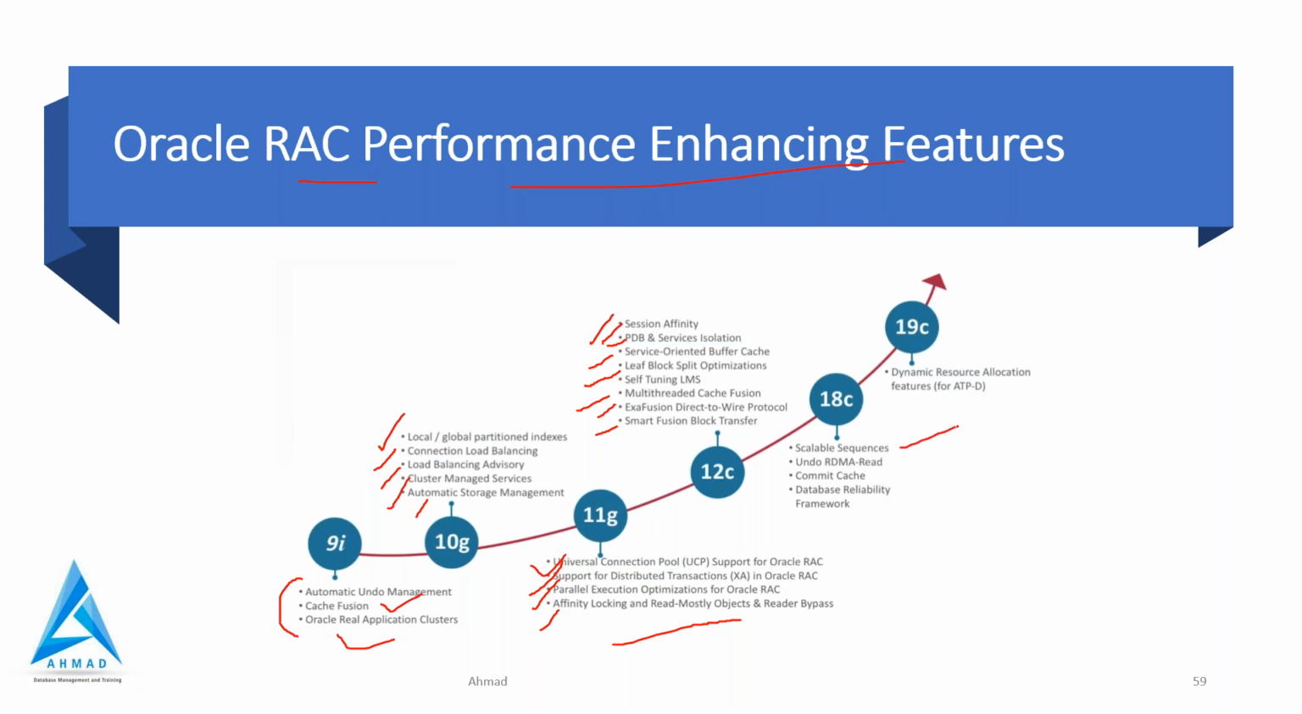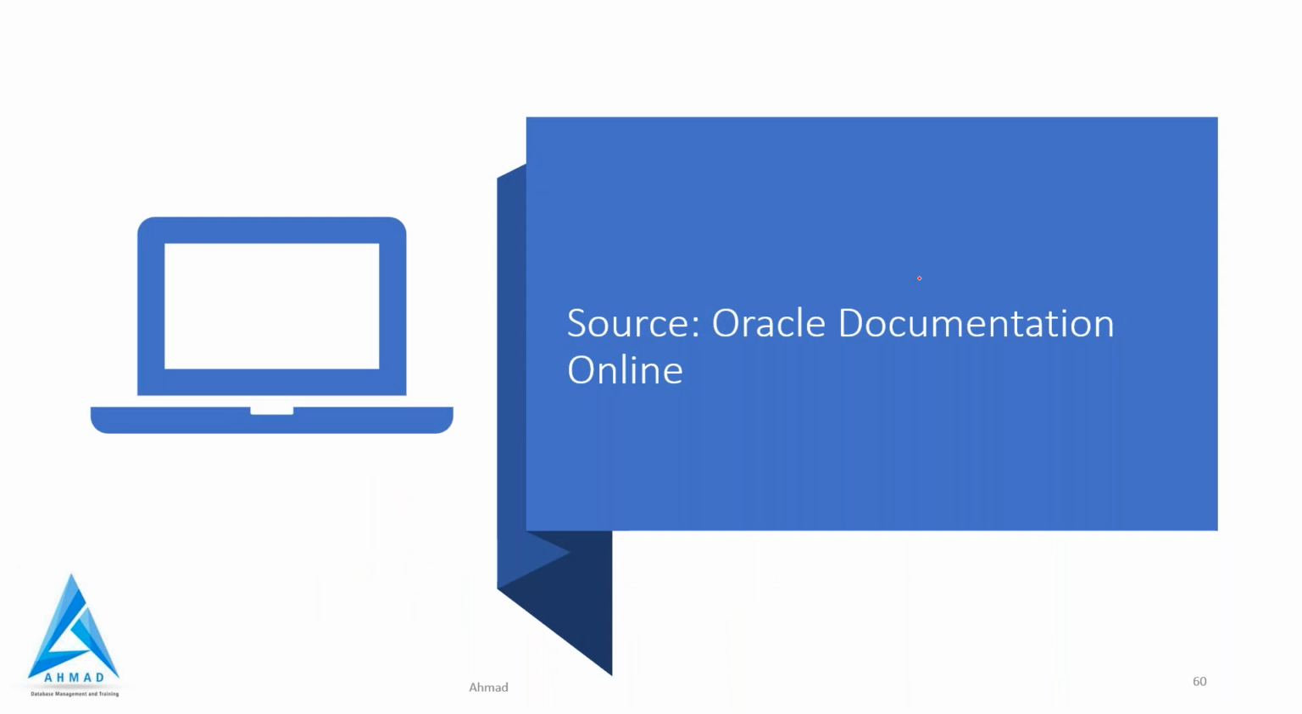And in 18c, they have scalable sequences, commit cache, and database reliability framework. And in 19c, they have dynamic resource allocation features. So these are the features which were introduced.